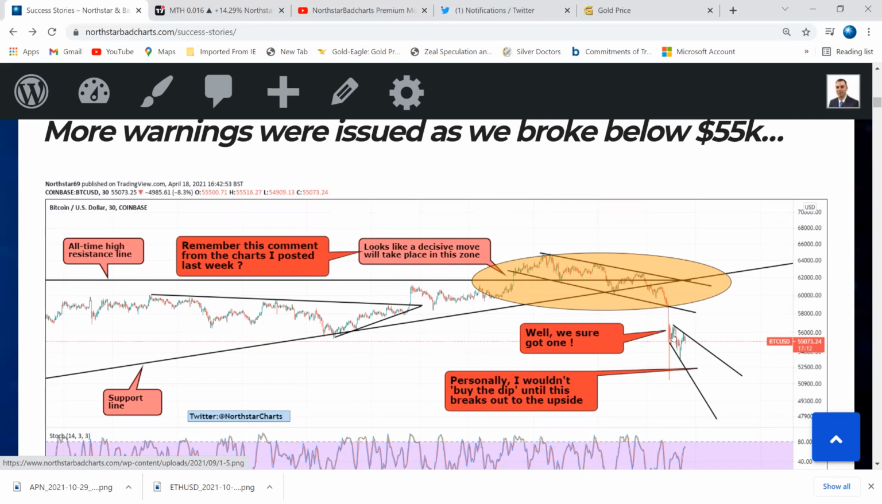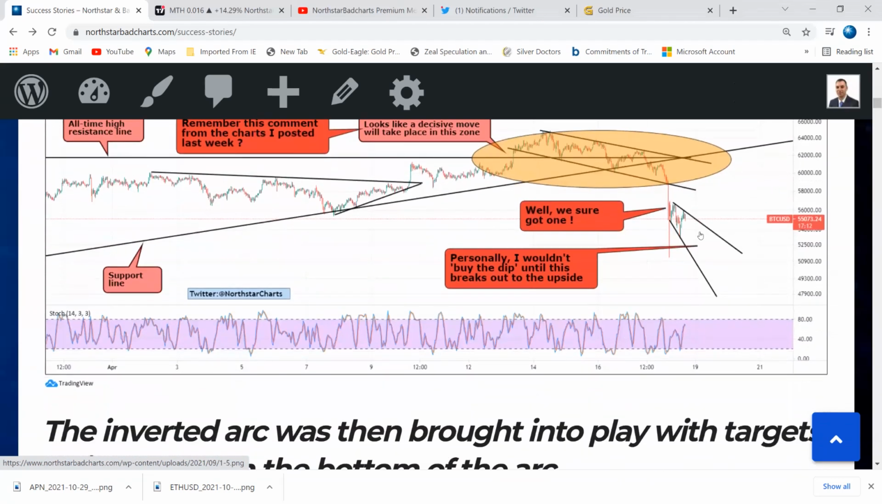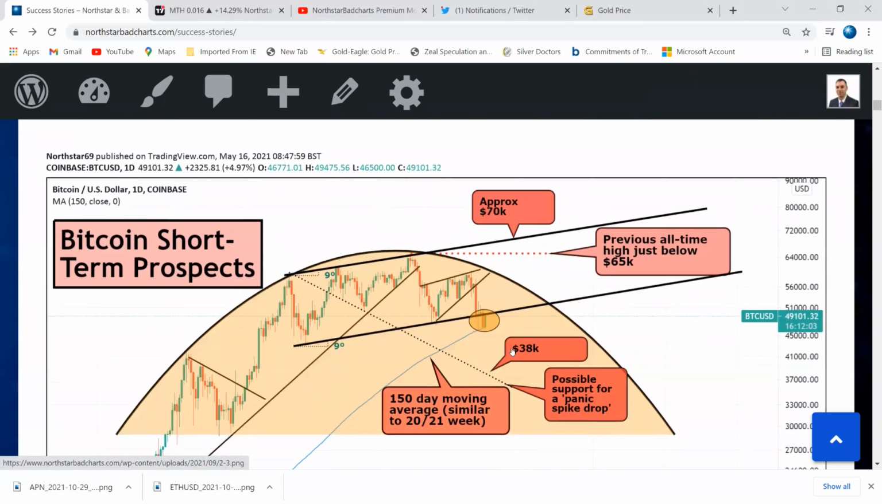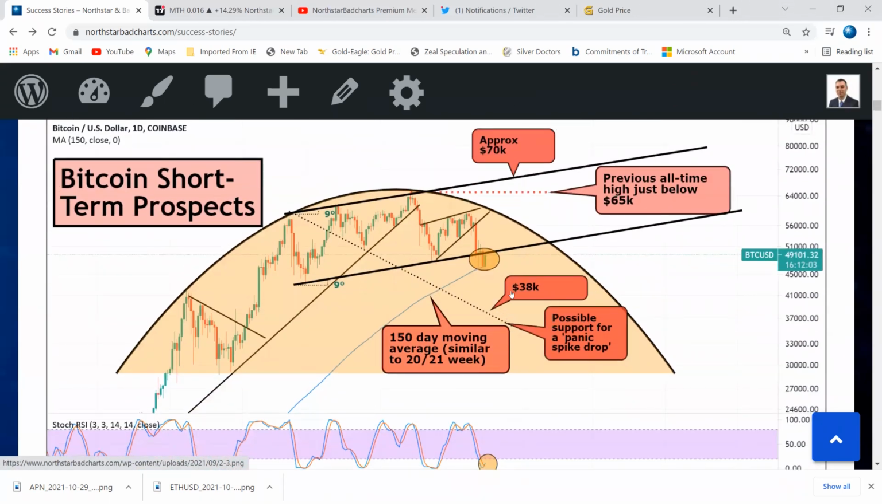We then started to build out a sort of descending megaphone pattern. You can see that here, leading downwards and downwards. The inverted arc was then brought into play with targets of 38,000 or even the bottom of the arc. So you can see this inverted arc here as Bitcoin had hit its highs up around 64, 65,000. And then we identified the rising channel and we identified this bearish inverted arc.